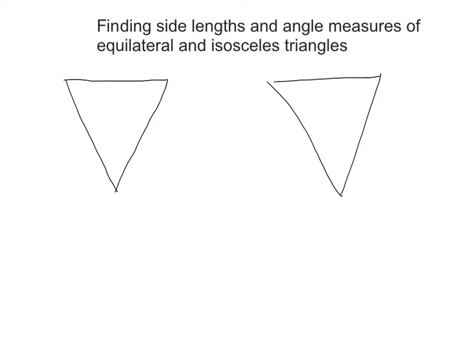This topic is called Finding Side Lengths and Angle Measures of Equilateral and Isosceles Triangles. Basically, you just need to know the facts about equilateral triangles and isosceles triangles. Geometry is a subject where they want you to follow your logic and establish conclusions based on what is shown or what is stated in a problem.